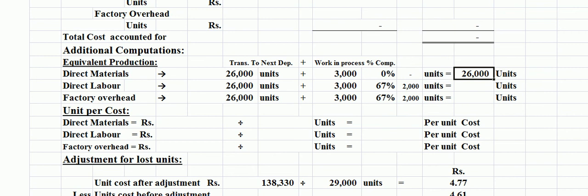Now we have to copy again here. Now this is the equilibrium reaction. Now we move to the unit per cost. Students, now we have to put here the prior period cost, which is not given. This is the zero.